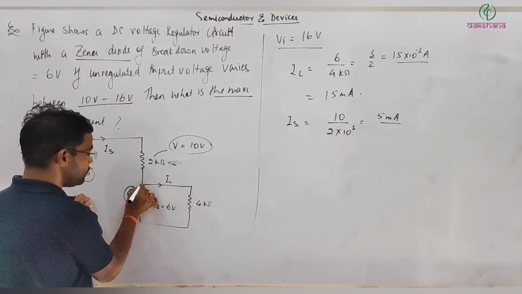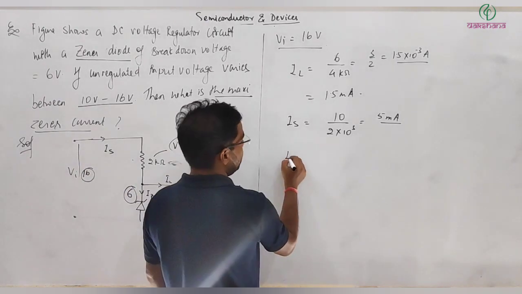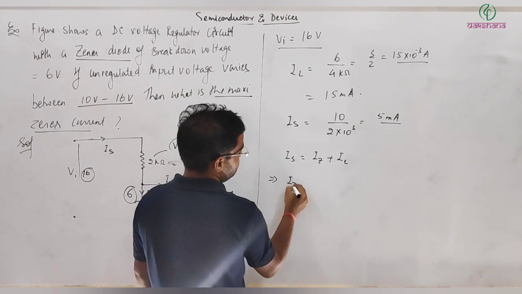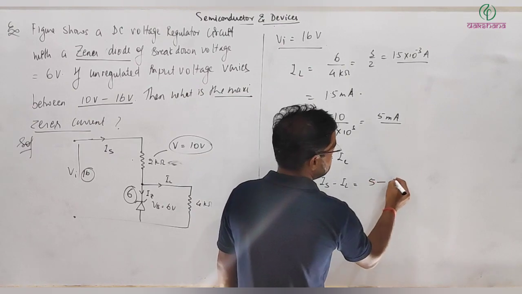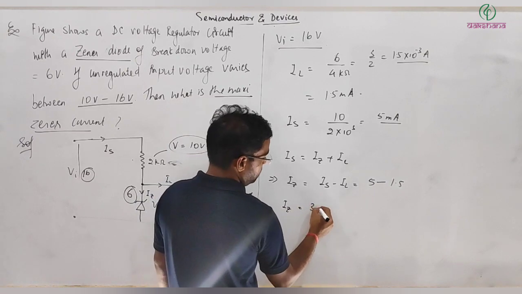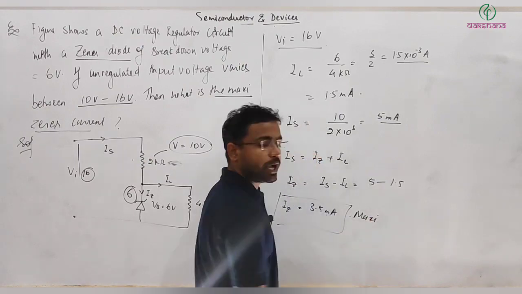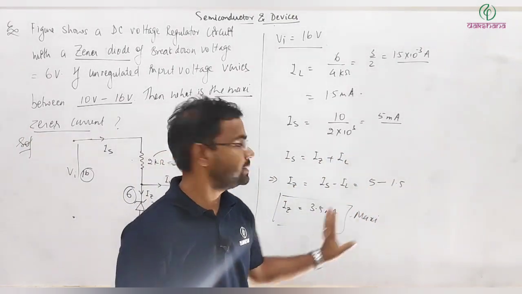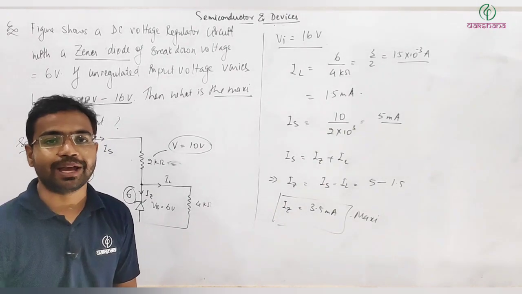Now at this junction you can say that 5 milliampere current will divide, some here and the remaining there. So I can write IS will be I Zener plus I load, and this implies I Zener is equal to IS minus I load, that is 5 minus 1.5, and this comes out to be I Zener is 3.5 milliampere. So this is the maximum Zener current for this range of voltage. I think you are clear with this concept also. It's not a big issue, it should not be a problem anymore for you people.